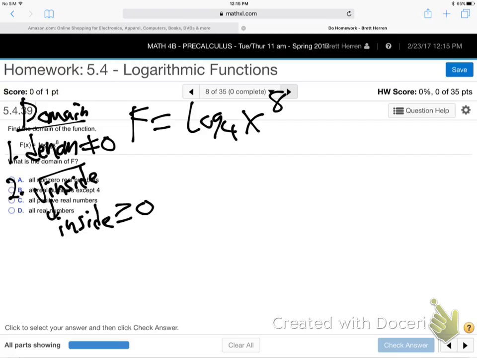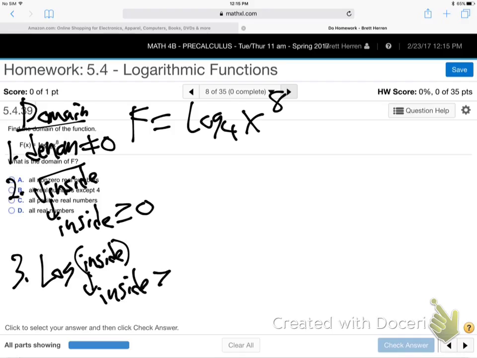We're going to add a third now to this list. If you have a log and you have something inside the log, basically the inside of a log has got to be greater than 0. No, not greater than or equal. It cannot be 0, and it cannot be negative.